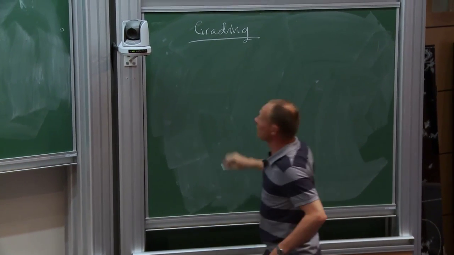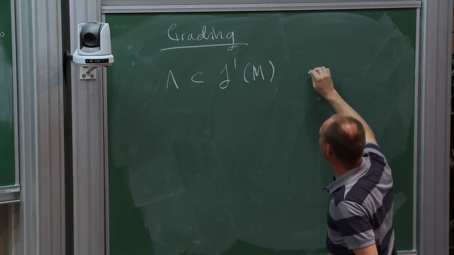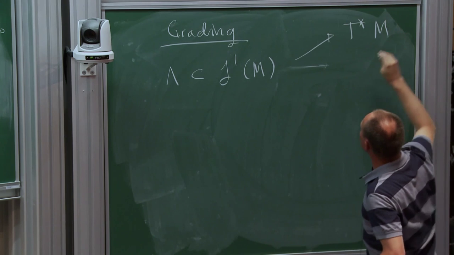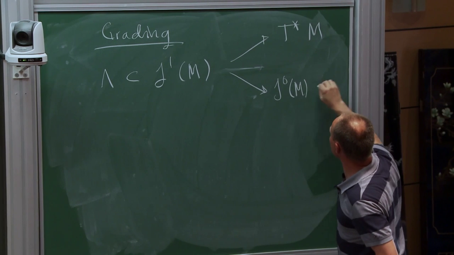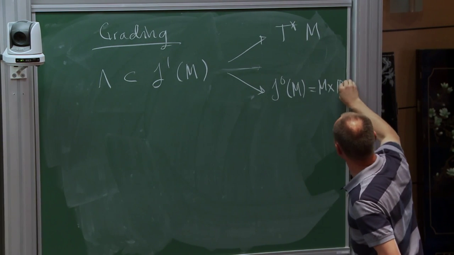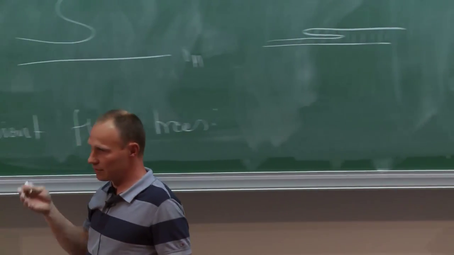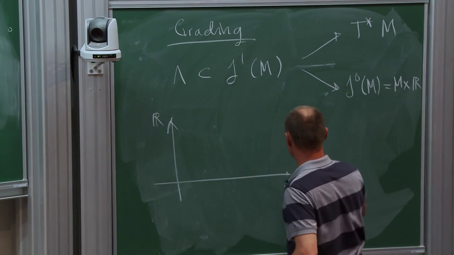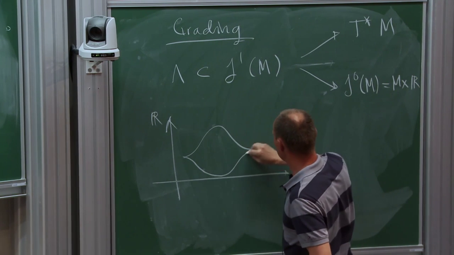So when you have this Lagrangian inside the one jet space of M, we projected it to T star M, which was somehow holomorphically important. But we can also project it to the zero jet space of M, which is just M times R. And there, what happens when you project a Legendrian is that you get a front. So here is R, and here is this M. And for example, the unknot that we drew before has the following front.